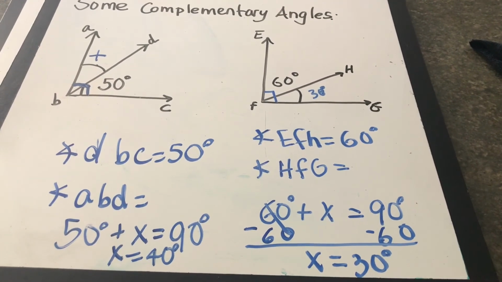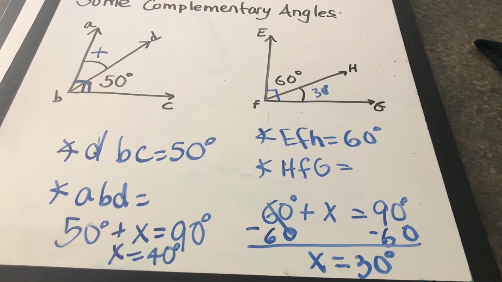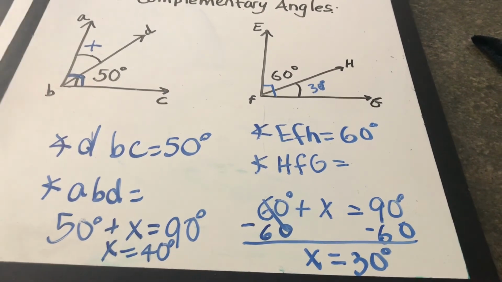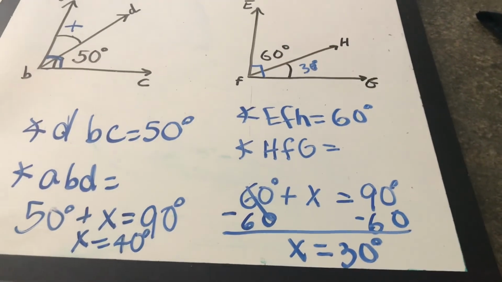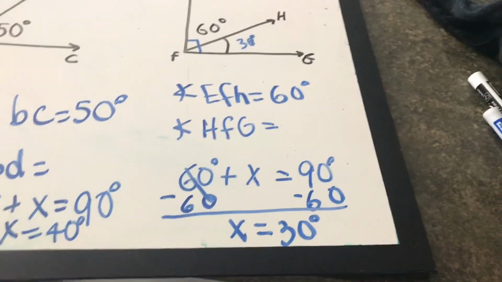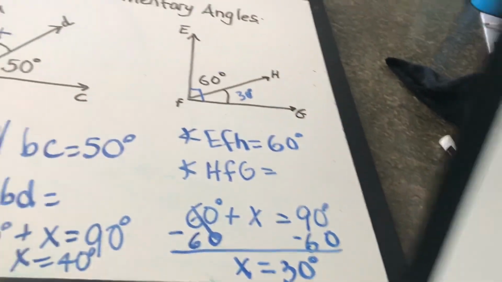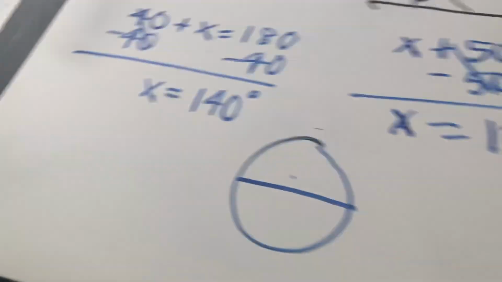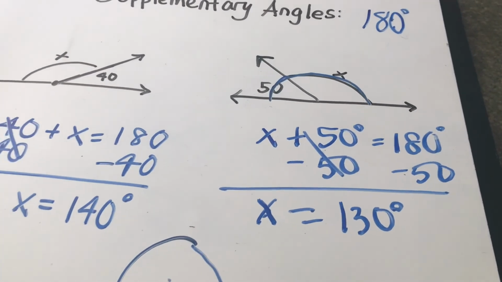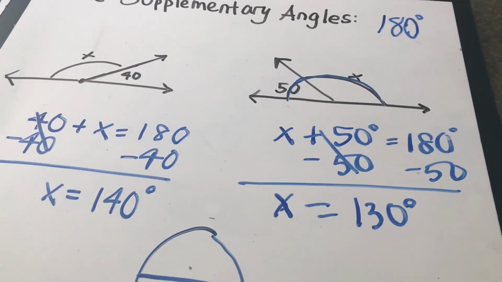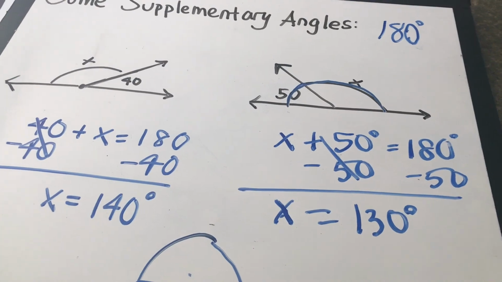So I noticed in looking back at the video, the problem on the bottom right got cut off. So there it is. One-step equation. It's pretty simple. And then here's that problem. Some things are getting cut off, but there you go.